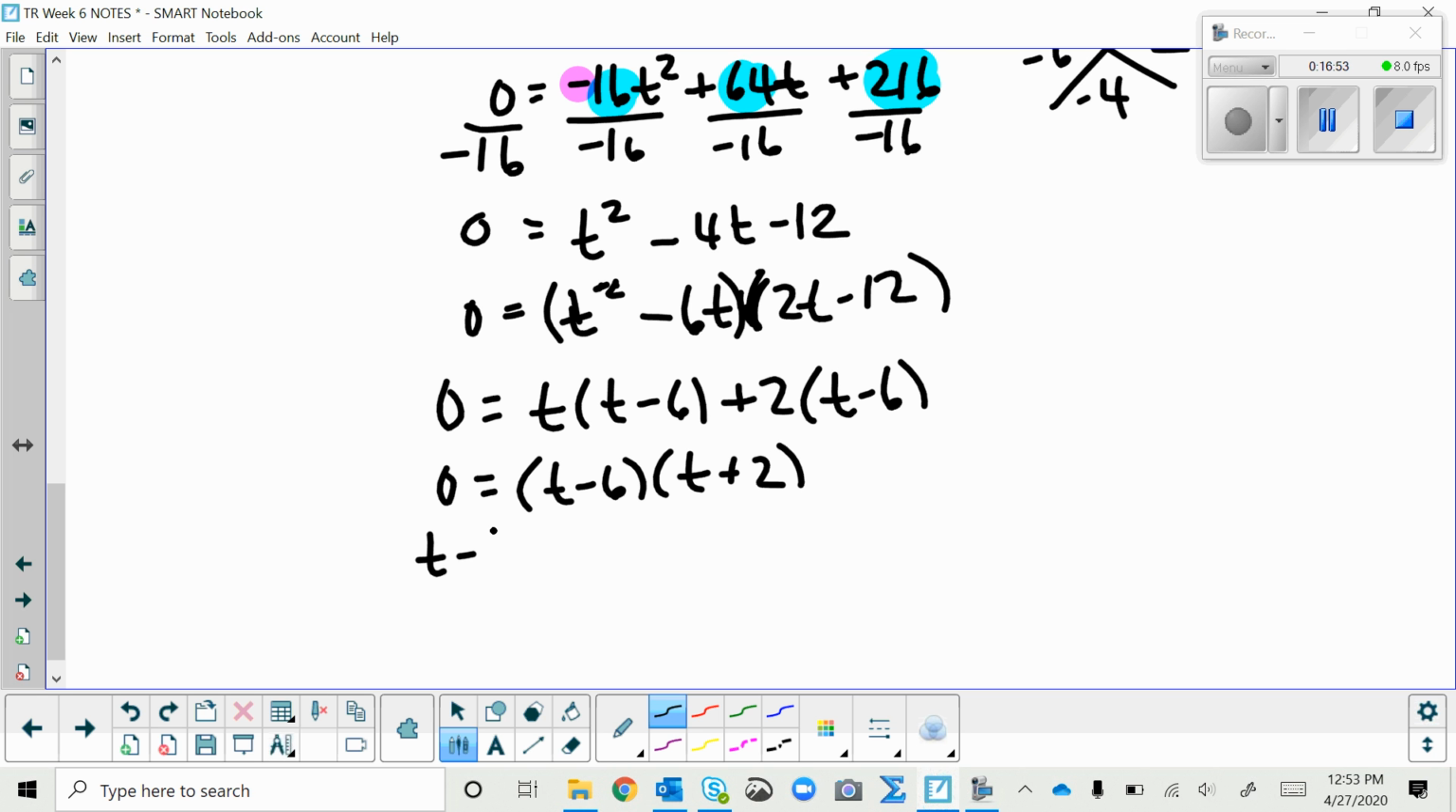You set each of those factors equal to 0 and solve them, and you get t equals 6 and t equals -2. Which one of those is a false solution or an unreasonable solution? It doesn't work for the problem. The -2, right? Because time can't be negative. So your final answer is 6 seconds.